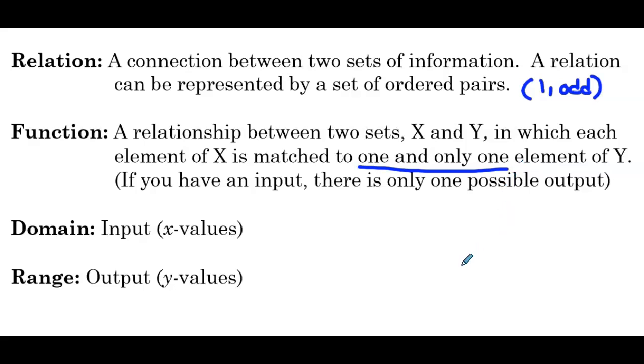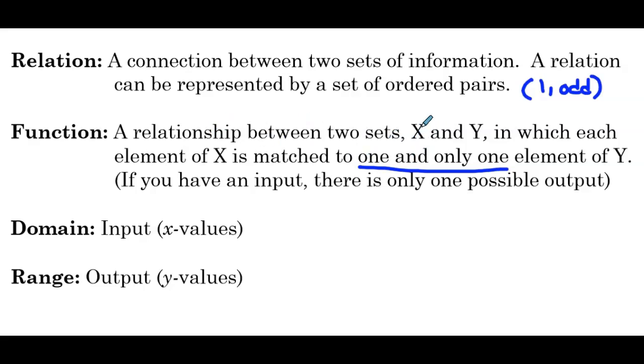So the reason the first example, the first relation, was not a function is because if we input 2 into that machine, it gave us 2 outputs. It said even and prime, which means it went to 2 elements in the set y, not 1. But in our second relation, if we took any of those numbers, 1, 2, 3, or 4, input it into the machine, it would only output one word, odd or even.